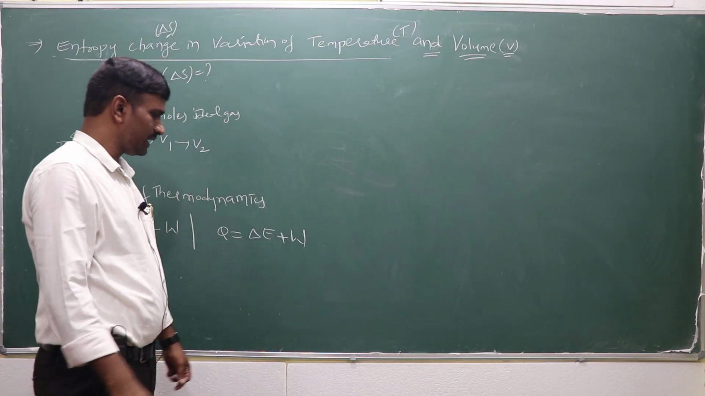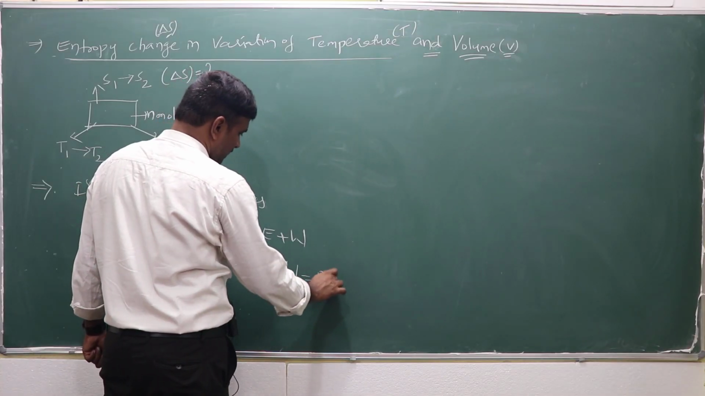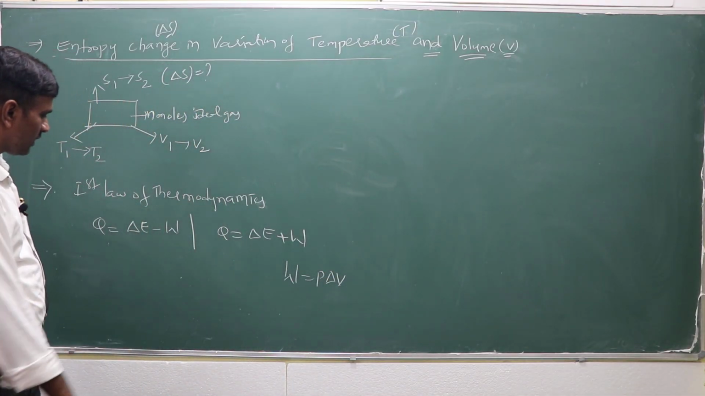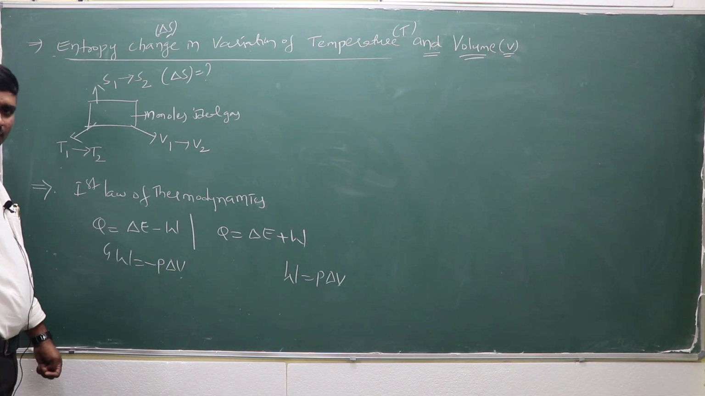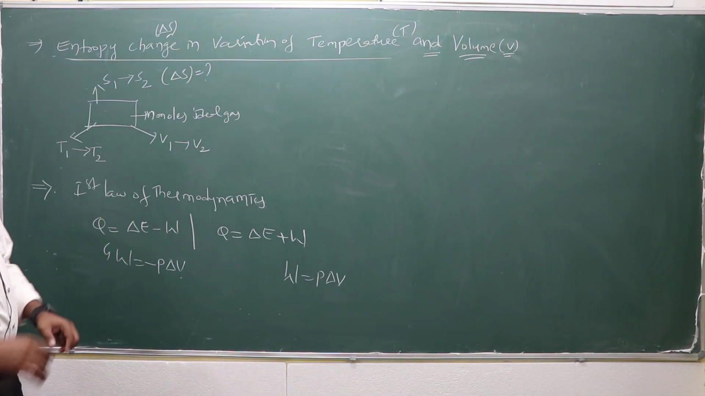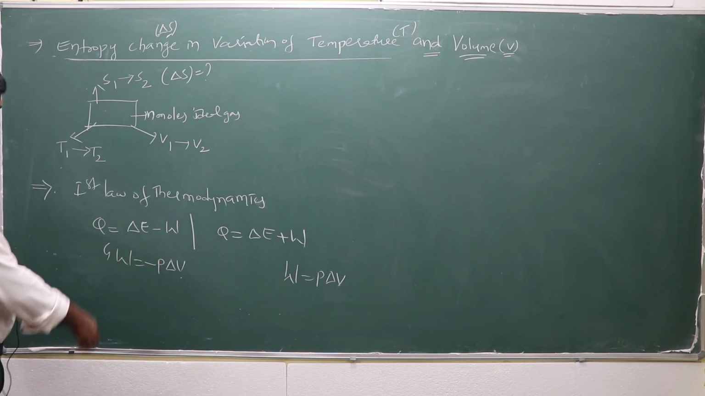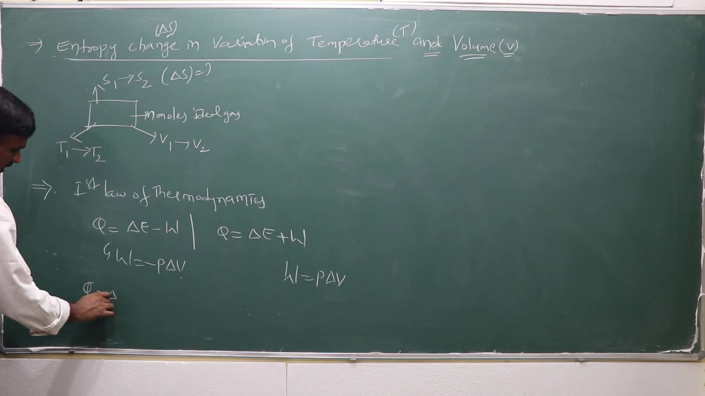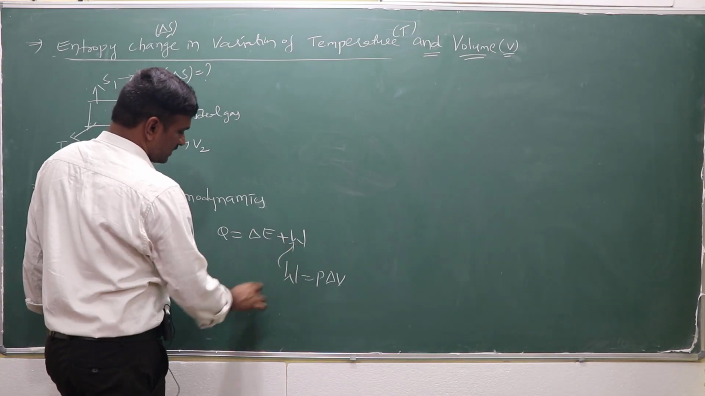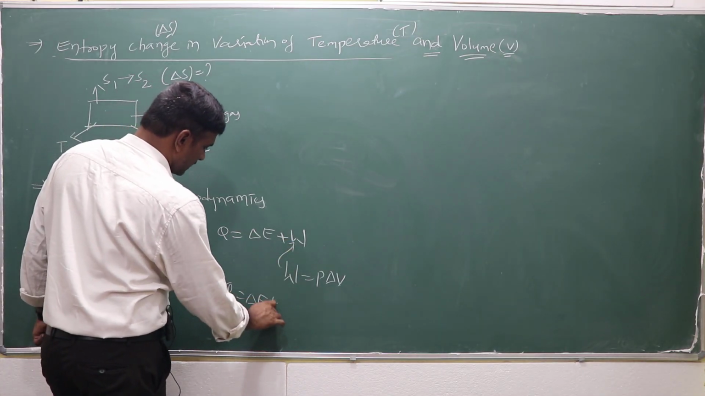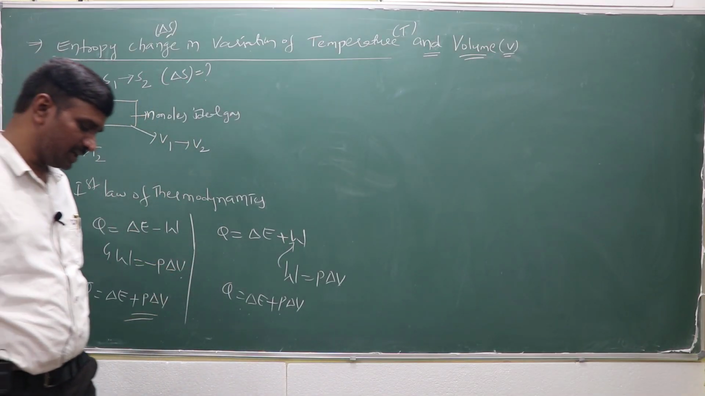Right? So if it is given like this, plus will be taken, we can consider W is equal to P delta V, or if we consider this one, W is equal to minus P delta V, while the system changes. Based on these two processes, Q is equal to delta E plus P delta V. If you substitute here in this case also, then Q is equal to delta E plus P delta V. Either one may be there: W is equal to P delta V or W is equal to minus P delta V.